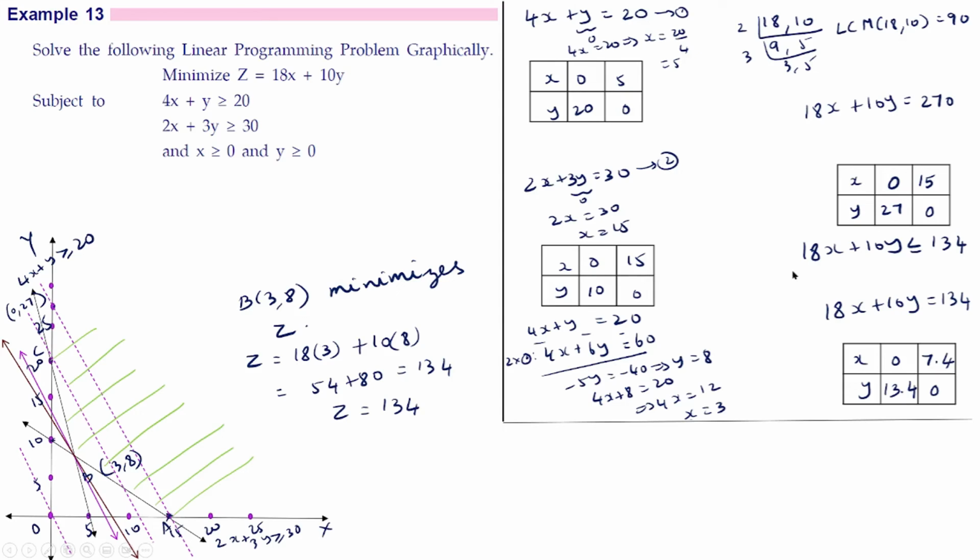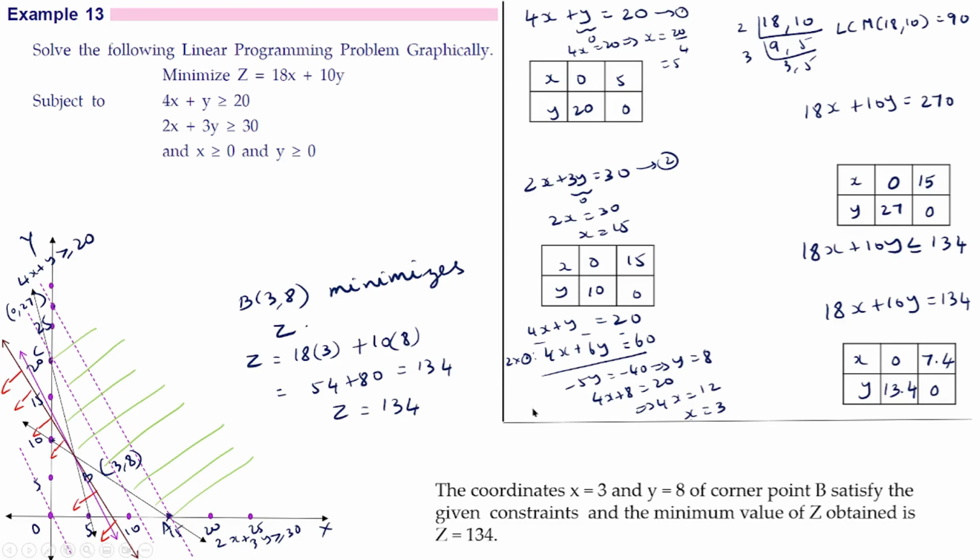So the region corresponding to 18x plus 10y less than or equal to 134 is this part. Now this region does not cross the feasible region. As a result, the corner point B (3, 8) minimizes z and the optimal solution is x equal to 3 and y equal to 8. So here we have the result.